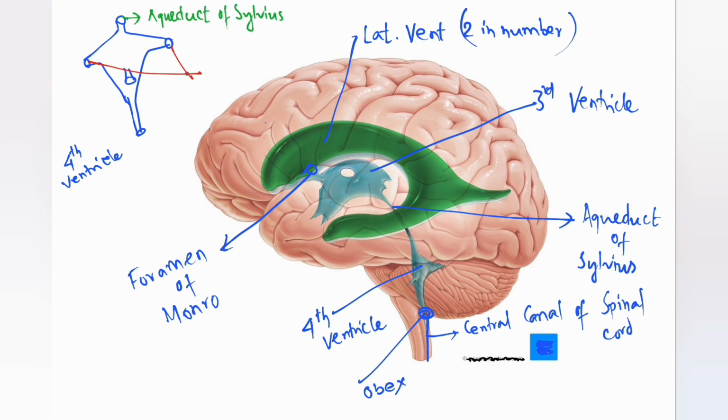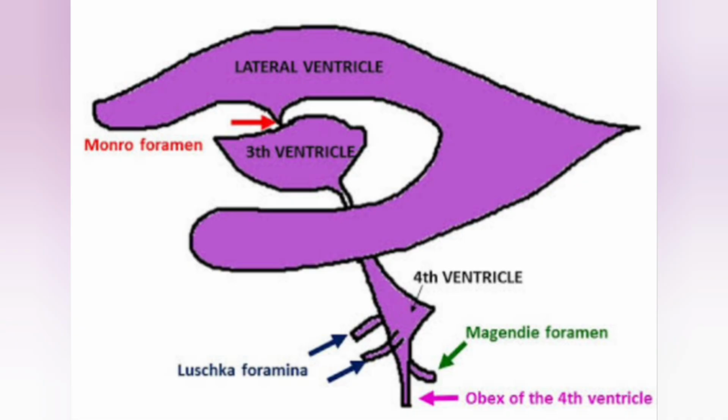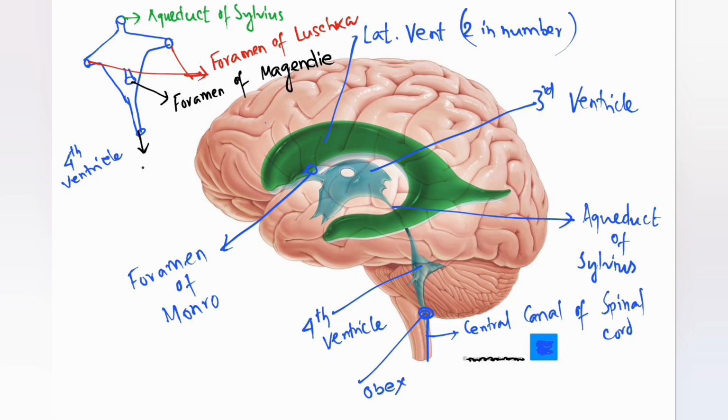The lateral openings: L for lateral, L for Luschka. So the foramen of Luschka is situated on the lateral side of the fourth ventricle, which connects the fourth ventricle to the subarachnoid space. And the midline: M for midline and M for Magendie. So the foramen of Magendie is situated at the midline, which connects the fourth ventricle to the subarachnoid space. The foramen of Luschka and the foramen of Magendie are the main openings from which CSF is circulated from the fourth ventricle to the subarachnoid space, and a little amount goes to the central canal of the spinal cord.